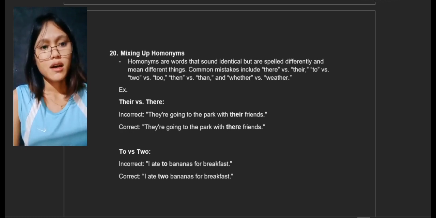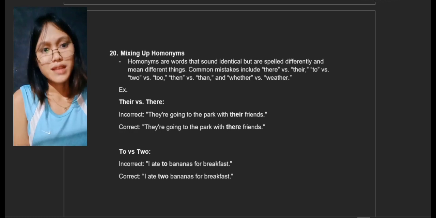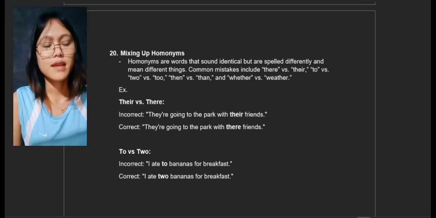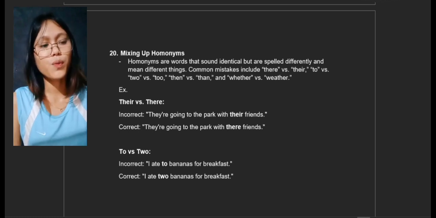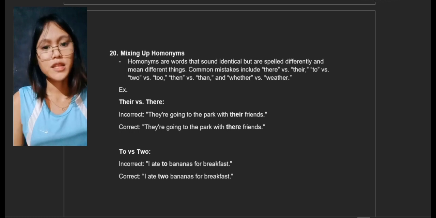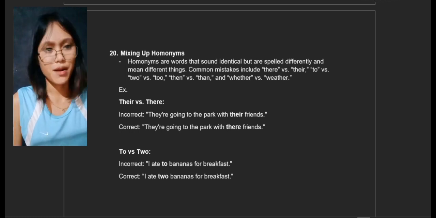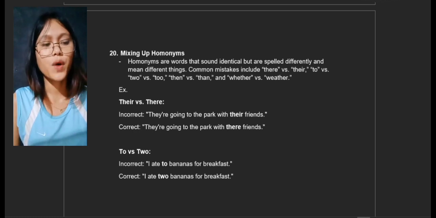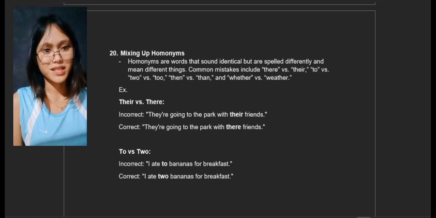So here's an example for there versus they're. Incorrect sentence. There going to the park with their friends. You will not use there instead of using they're. Correct sentence for this is, they're going to the park with their friends.